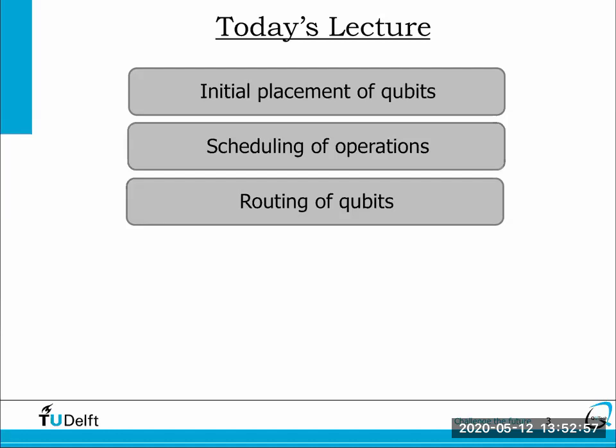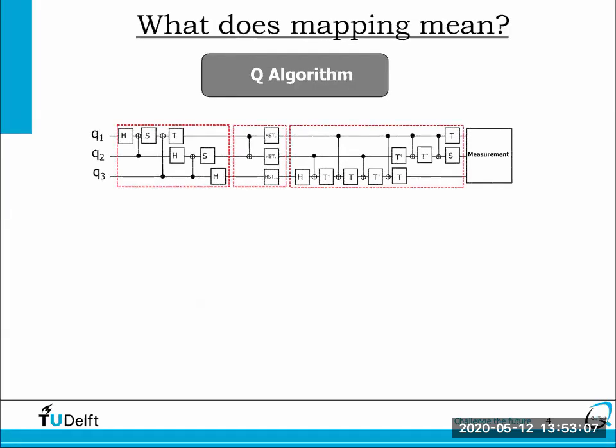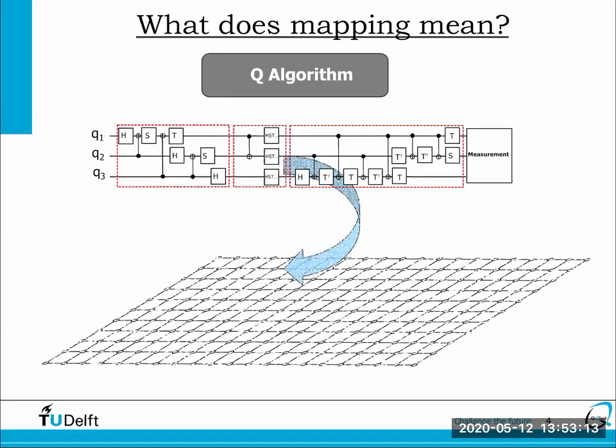But first, let's start. What does mapping mean? Imagine that you have a quantum algorithm, and as you may know, a quantum algorithm can be described by a quantum circuit when you use the circuit model of computation. But this circuit has to be run on a specific chip with a specific topology, like for example here, the array of qubits. So can anyone give me a definition of mapping? What does mapping mean, of a quantum circuit or a quantum algorithm?